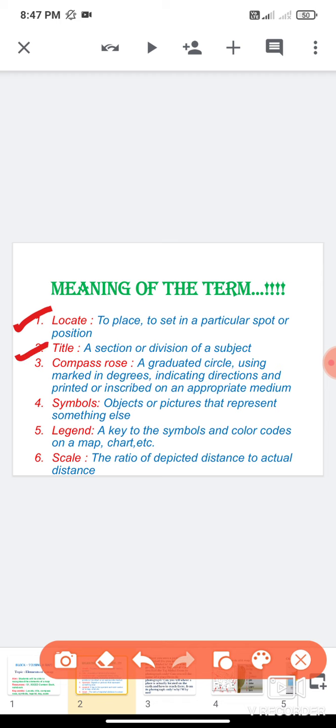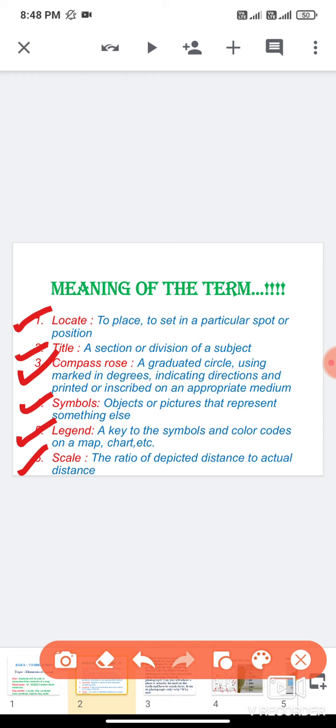Point number 2, title. A section or division of a subject. That is known as title. Compass rose. A graduated circle marked in degrees indicating directions and printed or inscribed on an appropriate medium. That is known as compass rose. And symbol. Object or picture that represents something else. That is known as symbols. And what is legend? A key to the symbols and color codes on a map, chart, etc. That is known as legend.